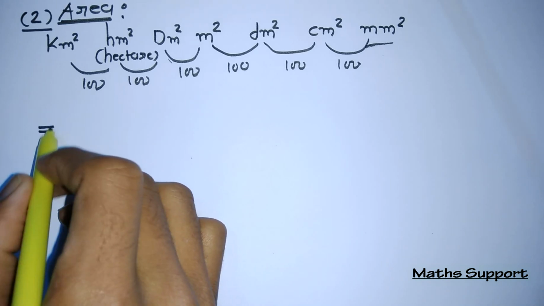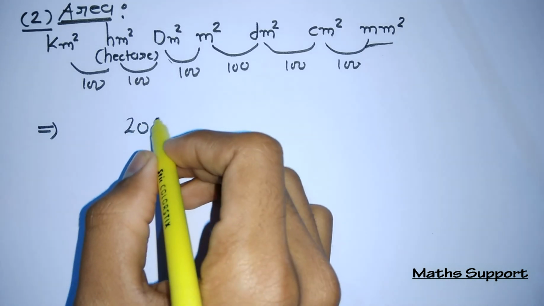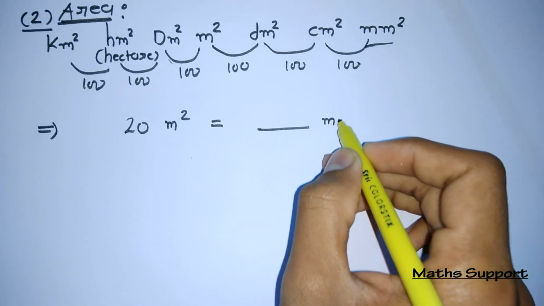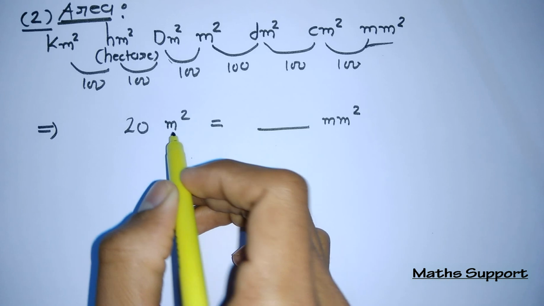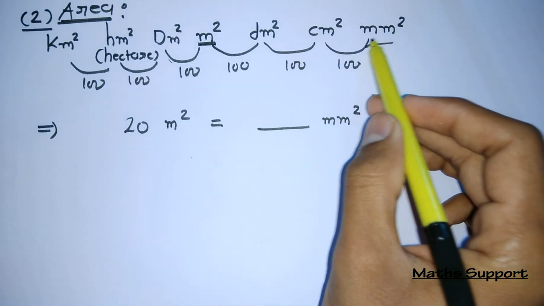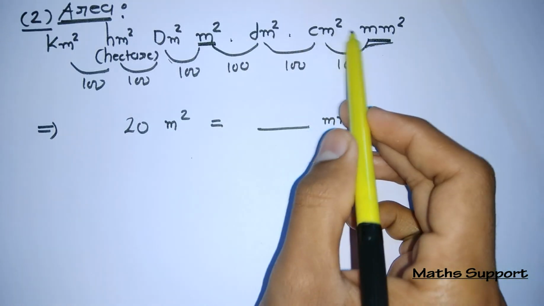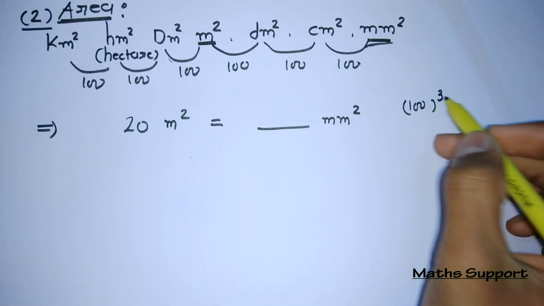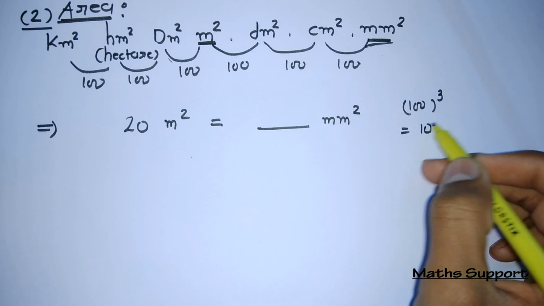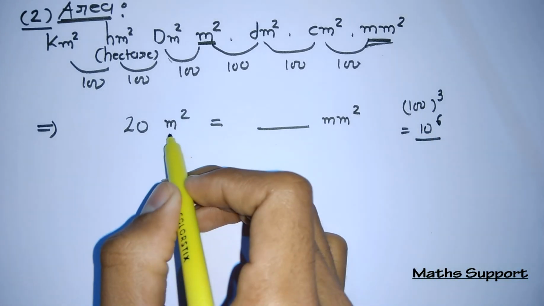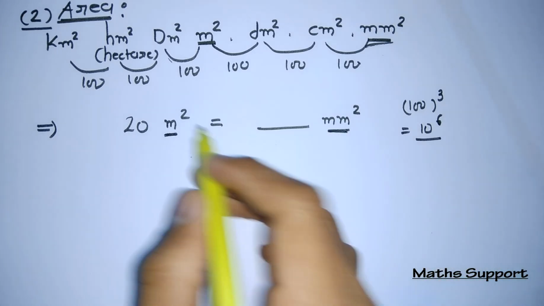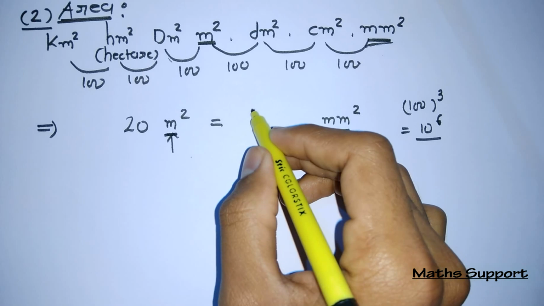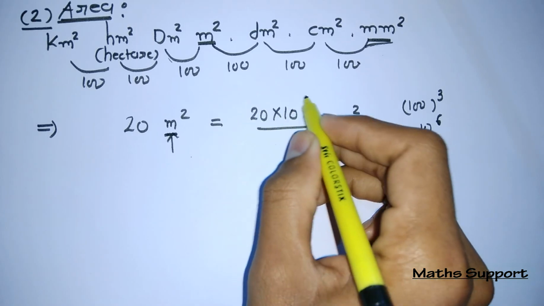Now suppose you want to convert 20 square meter into square millimeter. Square meter is here and square millimeter is here. So there is a gap of 3. One gap is 100 and there are 3 gaps, so it's simply 10 raised to 6. Now between square meter and square millimeter, square meter is the larger unit. So larger will be larger, and we just multiply this number by 10 raised to 6.